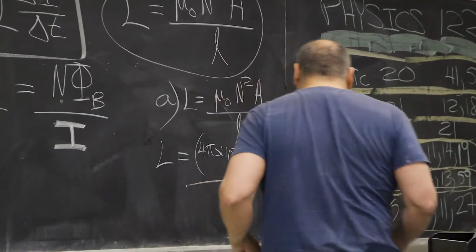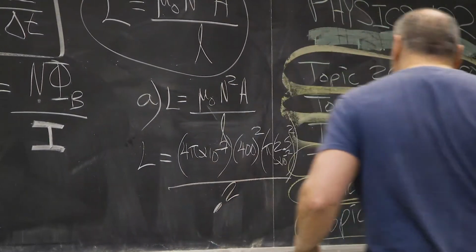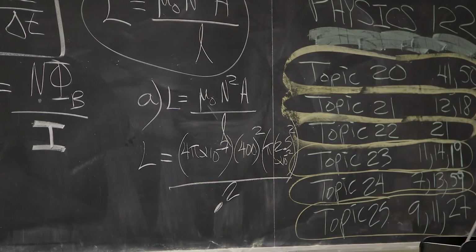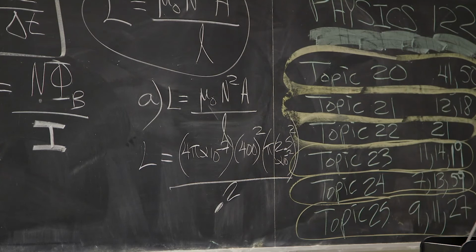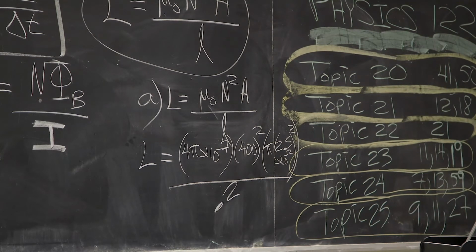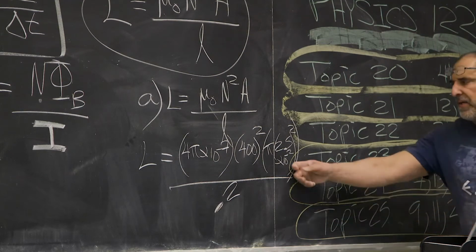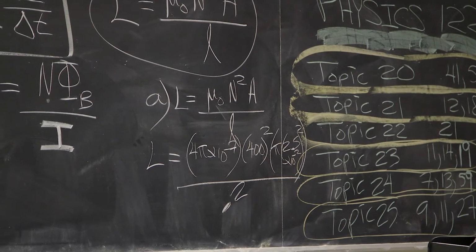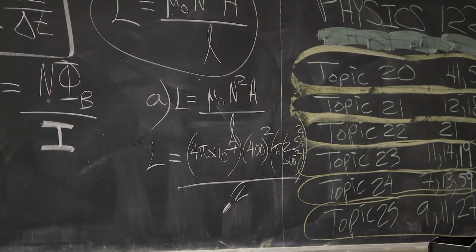Sorry guys, the writing's not the best in the world. Hopefully it's somewhat legible. Again, mu 0 is 4 pi times 10 to the negative 7. N is 400, so you square it, it's 400 squared. And A is pi r squared. The r happens to be 2.5 centimeters, which is the same as 2.5 times 10 to the negative 2 meters, divided by 0.2. When you deal with it, you get 0.00 henries.